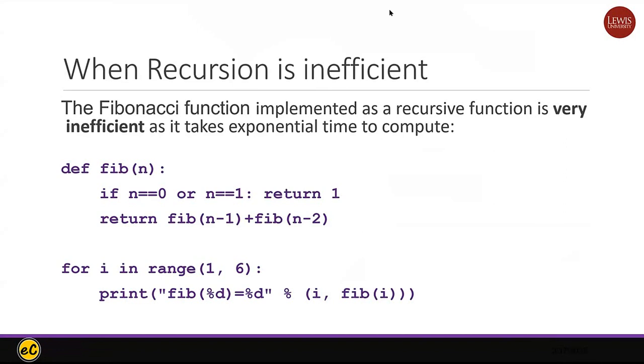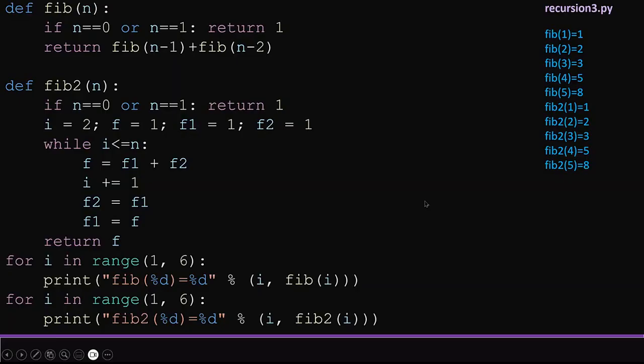Sometimes recursion is not efficient, if you write the Fibonacci function. This one will take exponential time to compute, so that's actually not good. But the same program can be written as an iterative function, and that would be faster. So you can use a while loop to replace it. This one will be much faster.